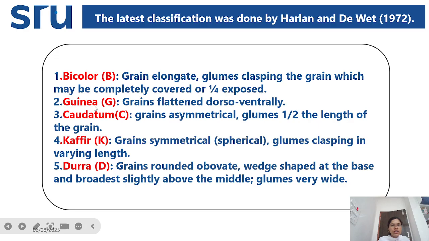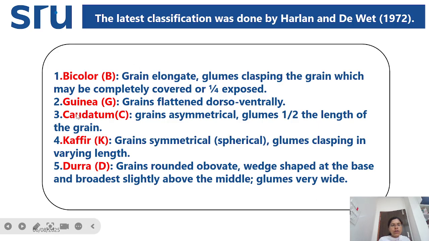And next is guinea, that is G. Here the grains are flattened dorsoventrally. And next is caudatum. Here the grains are asymmetrical, and the glumes are half the length of the grain. And next is kafir. Here the grains are symmetrical, that is spherical, and the glumes clasp in varying length. And next is durra type. Grains are rounded and ovate, wedge shaped at the base and broadest slightly above the middle, and the glumes are very wide.